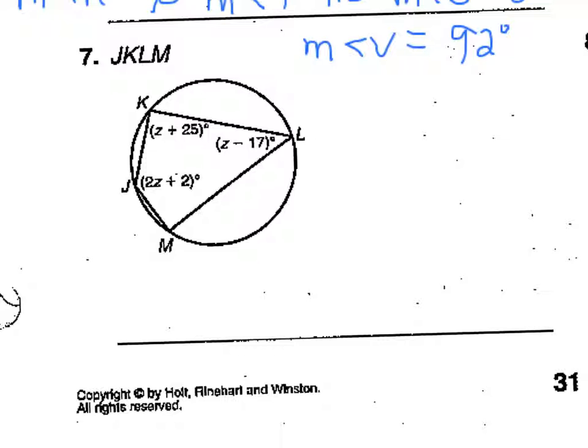Which angles are supplementary, Jonathan? J and L. The measurement of angle J plus the measurement of angle L is supposed to equal 180. That is right. So therefore, 2z plus 2 plus z minus 17 is supposed to be 180, right? So when you solve for z, what is that equal to?